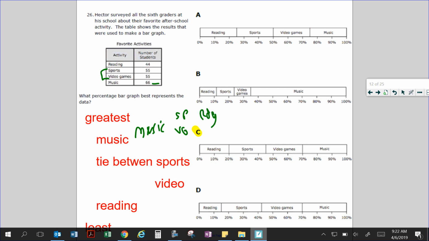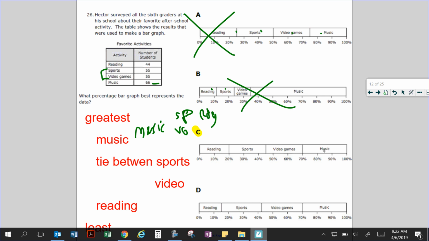So let's look at the magnitude, or the size. If you look here, they're all the same, so it cannot be A. Music's the greatest. Then we see sports, video game, reading. But they're all the same. And we can tell sports and video games should be tied. So it's either C or D.